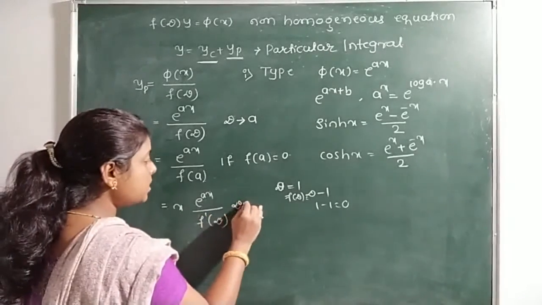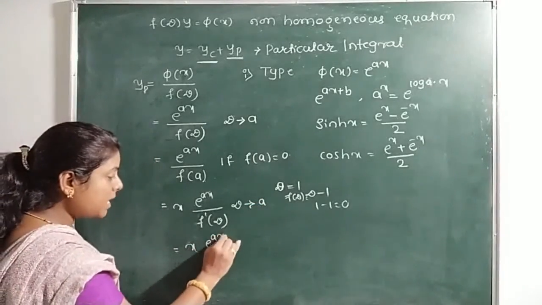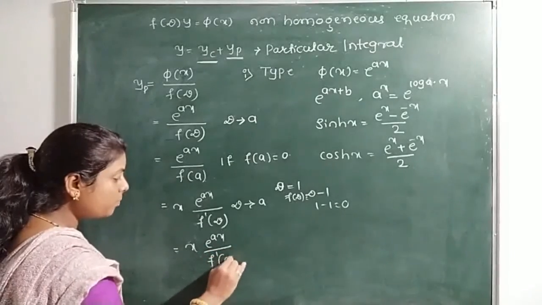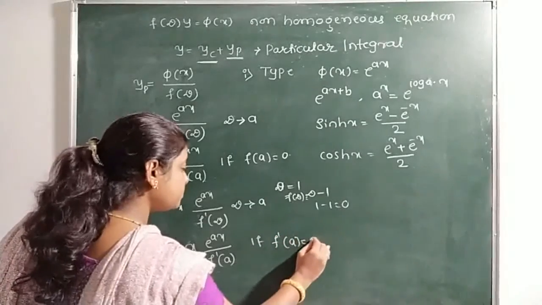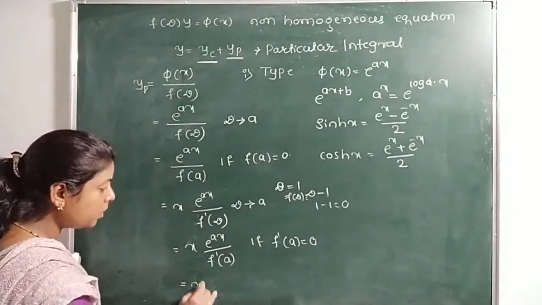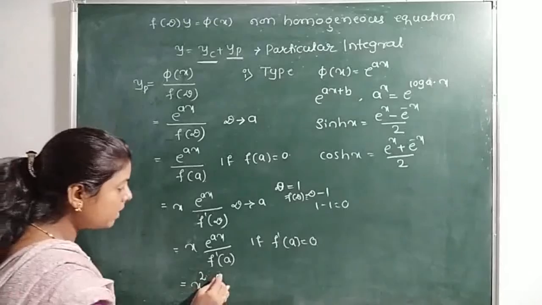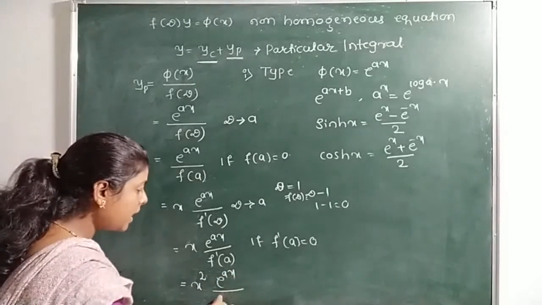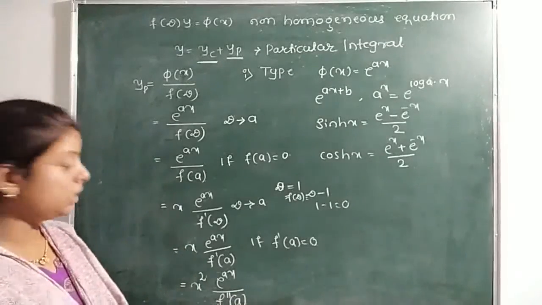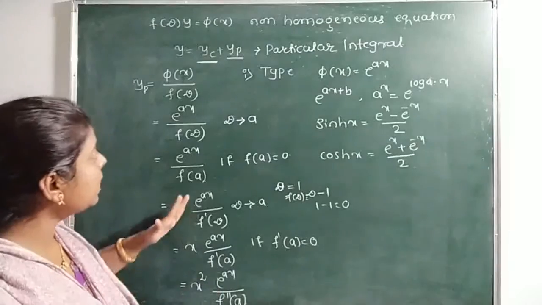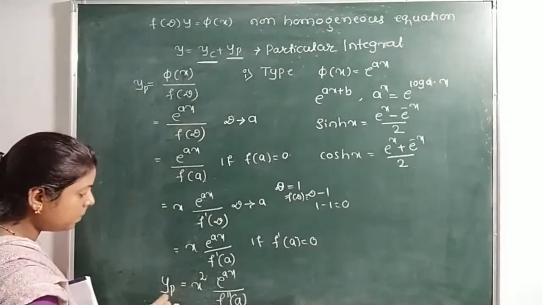After simplifying this, you have to replace D again with a. Then it becomes e to the power ax divided by f dash of a. If again this f dash of a becomes 0, you have to continue the same procedure. Multiply again by another x, e to the power ax, and again differentiate the denominator, till a constant term comes in the denominator. Then the process stops. The term we get after this becomes our yp.